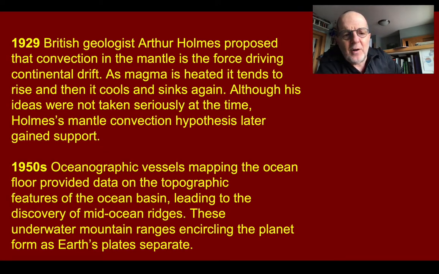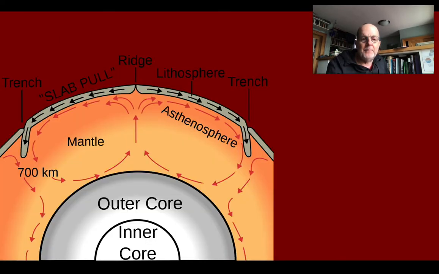By the 1950s, oceanographic vessels mapping the ocean floor provided data on the topographic features of the ocean basin, leading to the discovery of mid-ocean ridges. These underwater mountain ranges encircling the planet have formed as the Earth's plates separate. So this would be then mantle convection up to the asthenosphere, which is acting like the oil on the top of the pizza under the cheese. The cheese is the solid rock, the continents or the ocean basin, and the oil under, between the sauce and the cheese, is what the continents are sliding on.